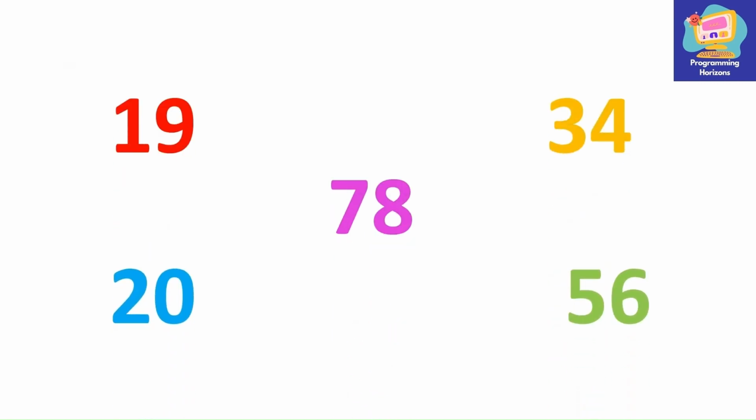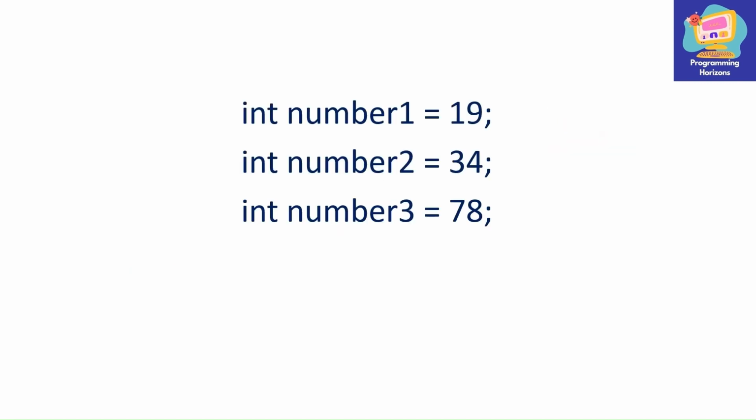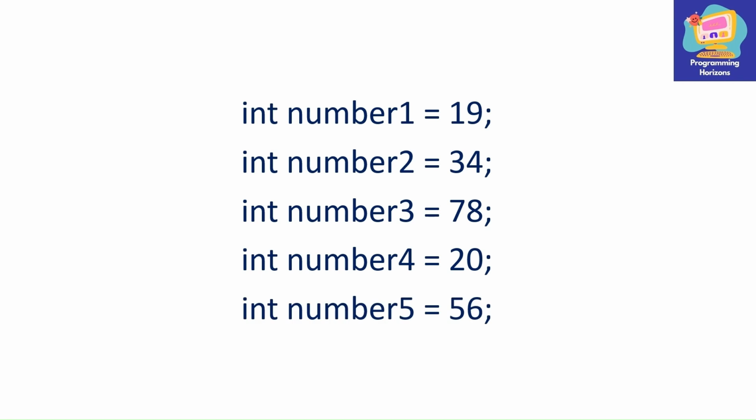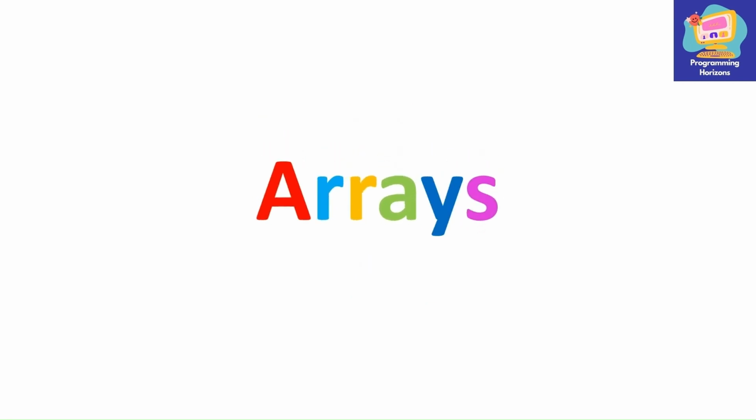Suppose that we are given a set of 5 integer values like this in our program and we want to process them in some form. Then what would be the most convenient method to store these values? Well, it's very simple. We can declare separate variables and store these values individually. This method works fine if we are given a smaller set of values. But if we are dealing with a larger set of values, then this method is definitely not recommended. Whenever we are dealing with a larger set of values of the same type and we are processing them at the same time, then we can use arrays.